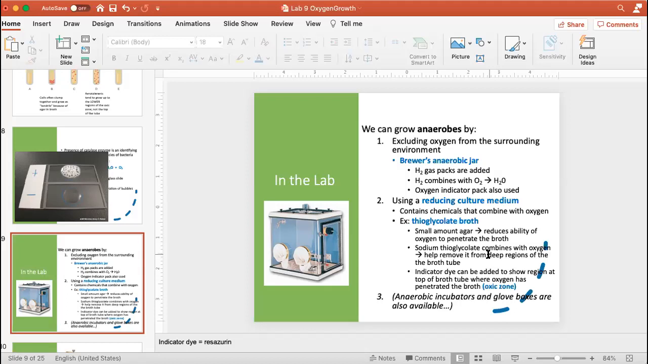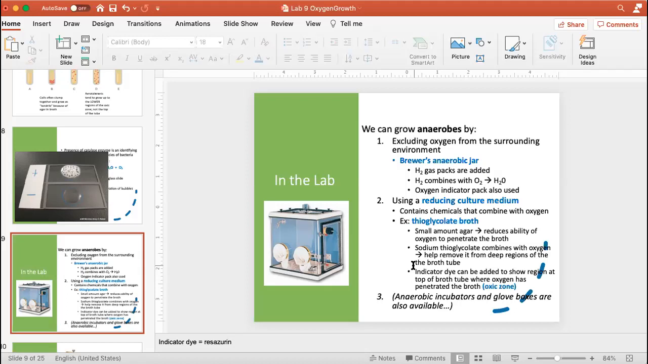And sometimes when we buy them, they have one of these indicator dyes added. Remember, indicator dyes are going to change color under different conditions. And this particular dye turns pink in the presence of oxygen. So you can buy thioglycolate tubes that will show you exactly where the oxic zone is in the tube, because the media will turn pink in that area.